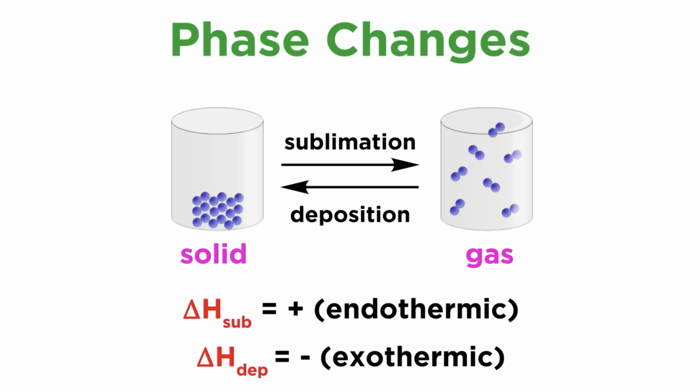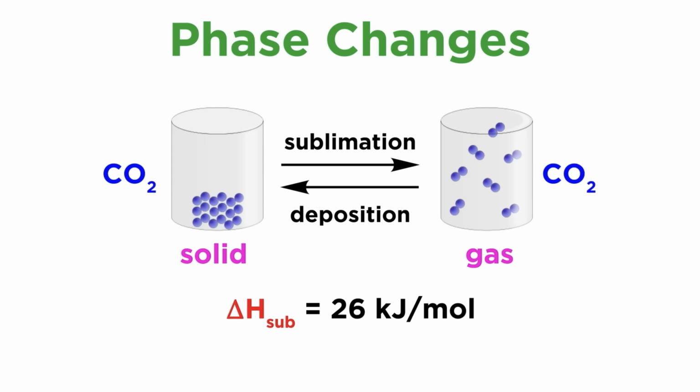Sublimation and deposition also have energies associated with them. Sublimation will be endothermic, and deposition will be exothermic. Here is the enthalpy of sublimation for carbon dioxide, and naturally the energy associated with deposition will be of the same magnitude but negative, as it simply represents the reverse process of sublimation.